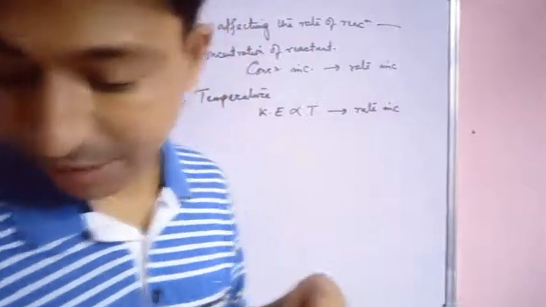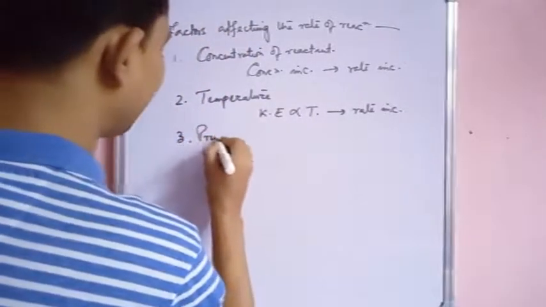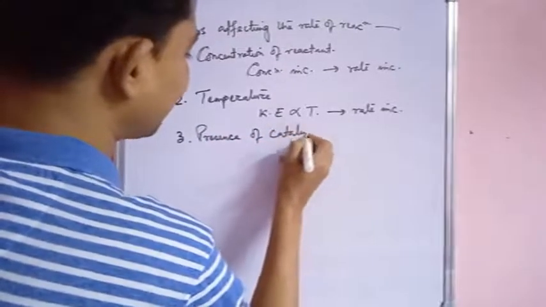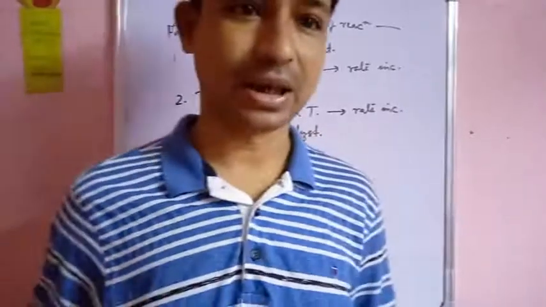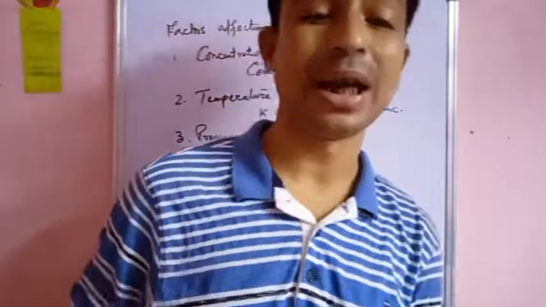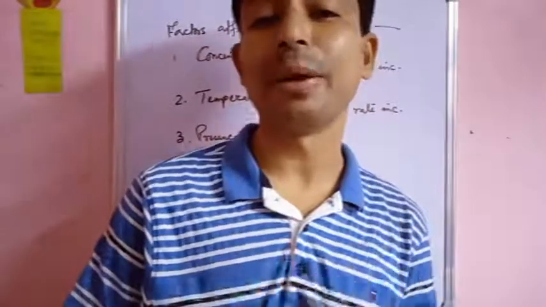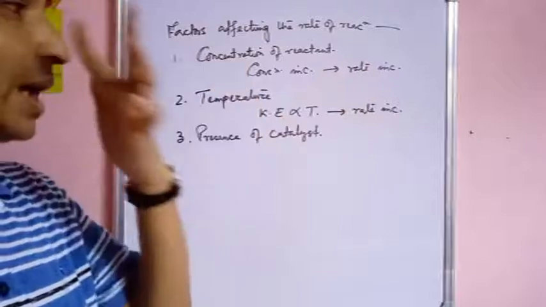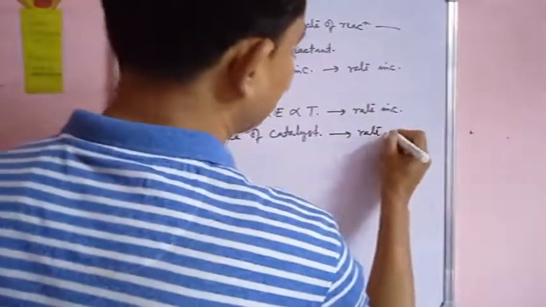What is the third point? Presence of catalyst. We know that a catalyst is a substance which increases the rate of reaction while itself remaining unchanged. So the presence of catalyst increases the rate of reaction. So with presence of catalyst, the rate also increases.